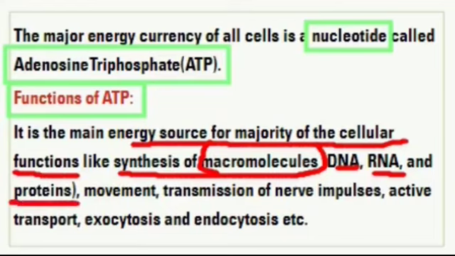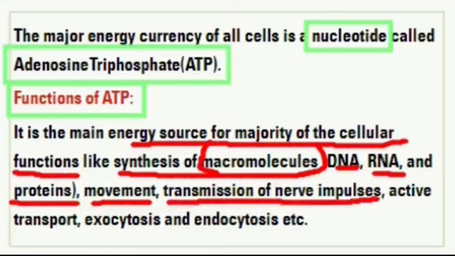Because proteins are a larger molecule, you can also watch the lecture on proteins from the link in the description. What are proteins? What is the structure of proteins and classification of proteins, etc. Movement of molecules. Transmission of nerve impulses. Nerve impulses are generated in our body to convey the message throughout the body from brain to the muscles or from muscles to the brain. And active transport. Active transport is the movement of molecules across the concentration gradient with the use of ATP energy.